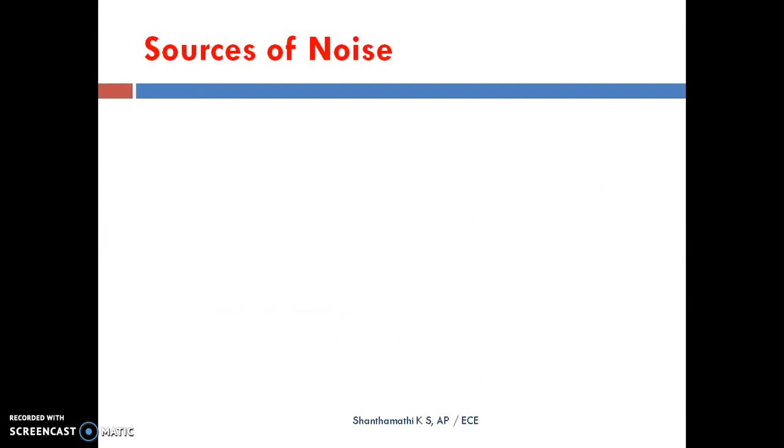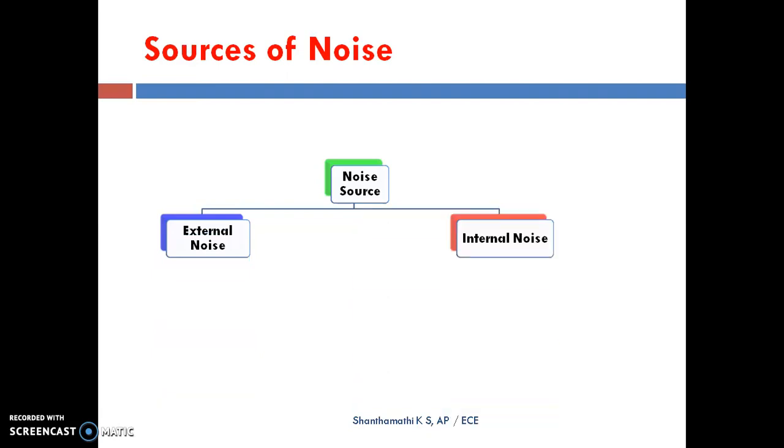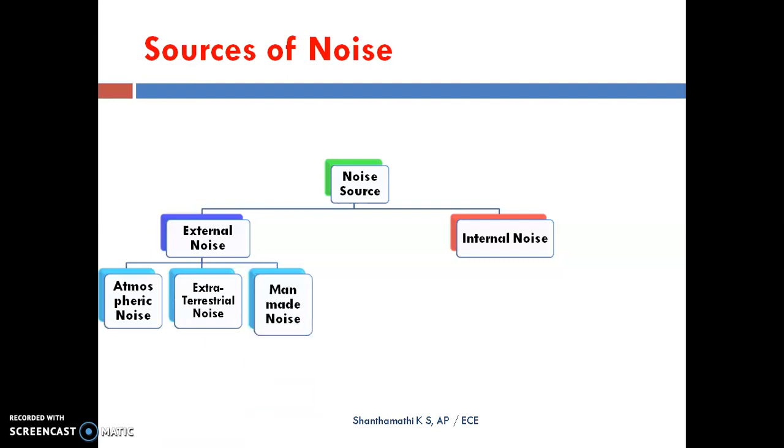Now let us see sources of noise. So there are two sources of noise. The first one is external noise and the other one is internal noise. This external noise is classified into three types: atmospheric noise, extraterrestrial noise and man-made noise.